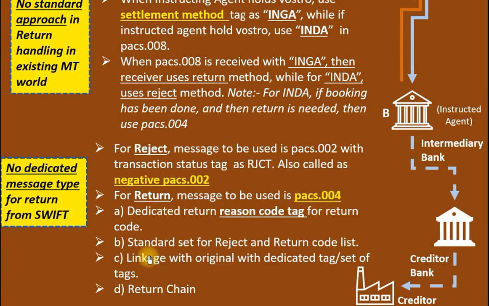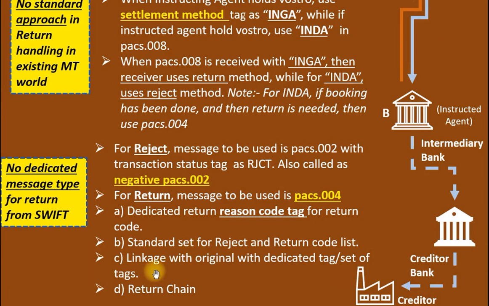The facilities or the capabilities that these messages are providing to us: there's a dedicated tag for the reason code, so you will be able to put the code in a dedicated tag. You have a code list standard given by ISO which has to be used, so each party is using the same set of codes rather than any free format code.